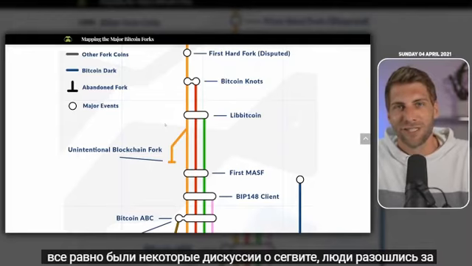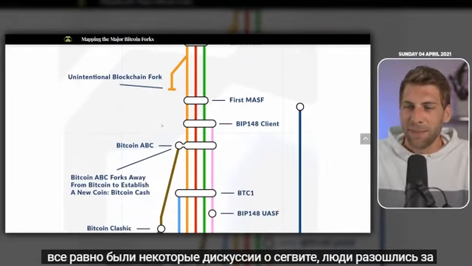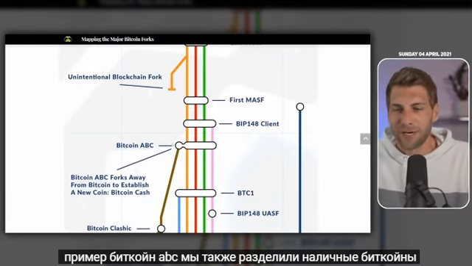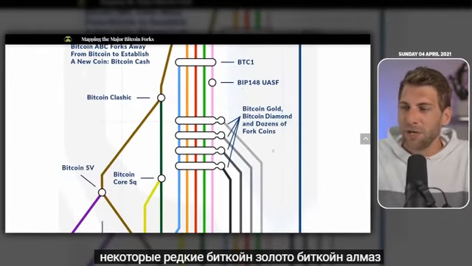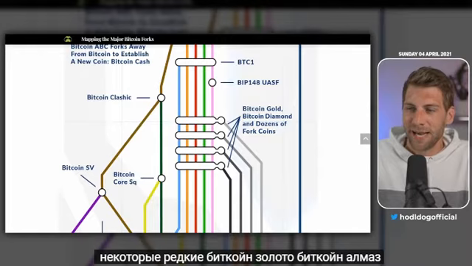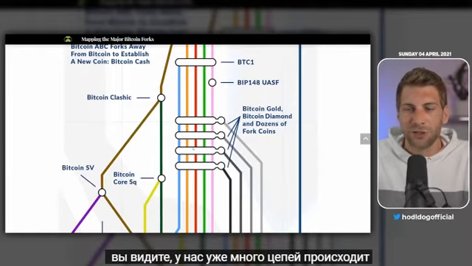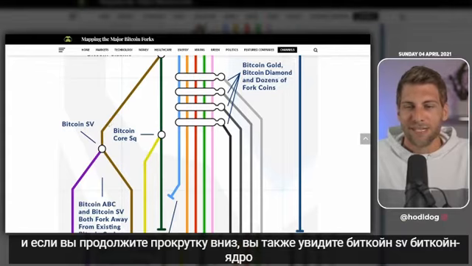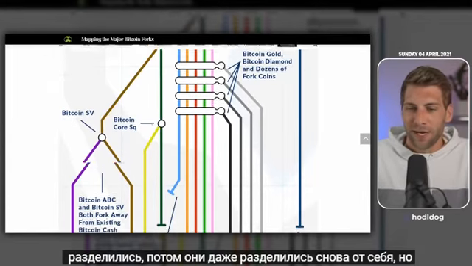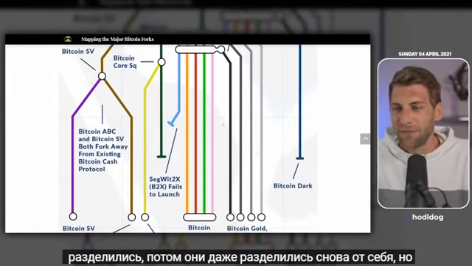There were some discussions about SegWit. Anyway, people forked away. For example, Bitcoin ABC. We had also Bitcoin Cash forked away. Some rare ones, Bitcoin Gold, Bitcoin Diamond. You see, we have already a lot of chains going on. And if you continue to scroll down, you can also see Bitcoin SV, Bitcoin Core forked away. Then they even forked again from itself.